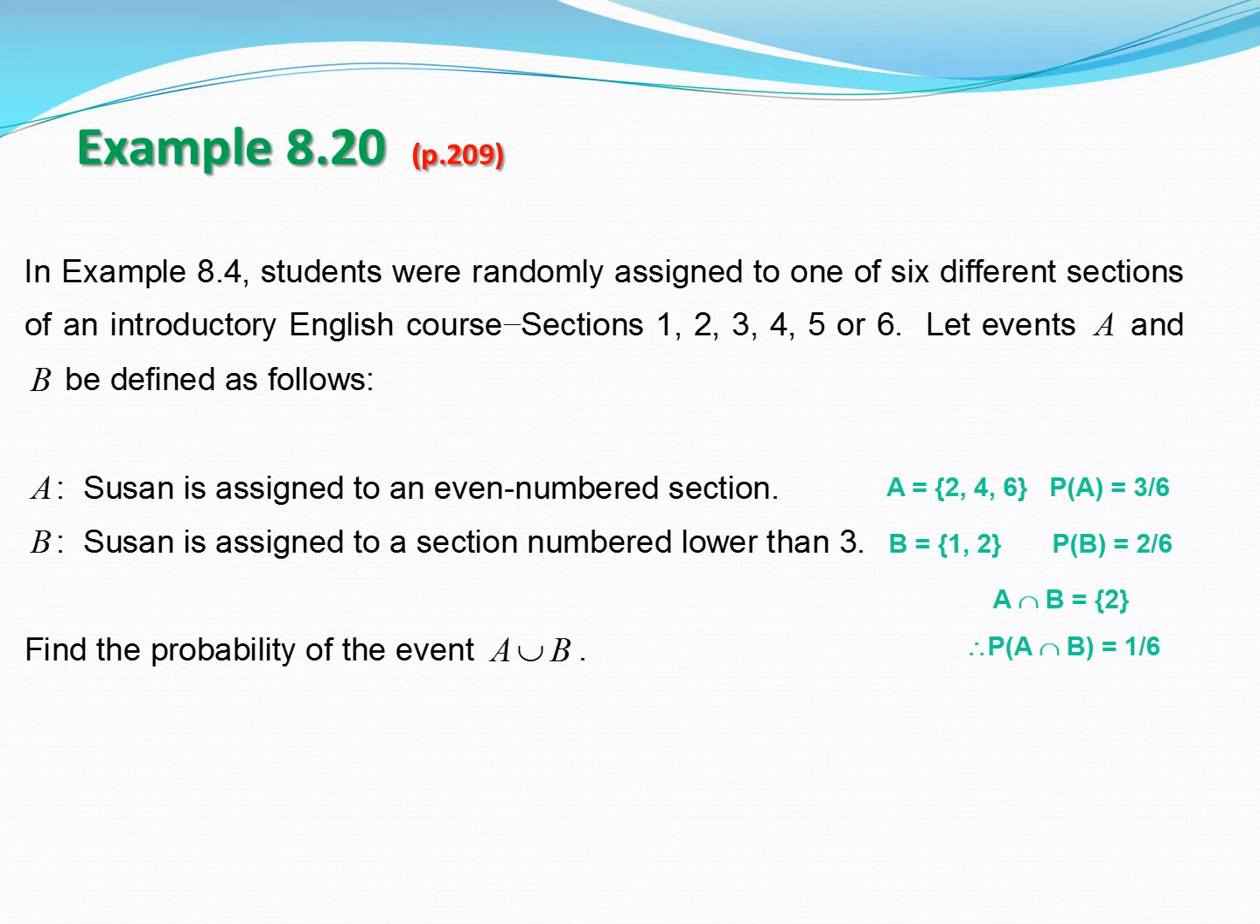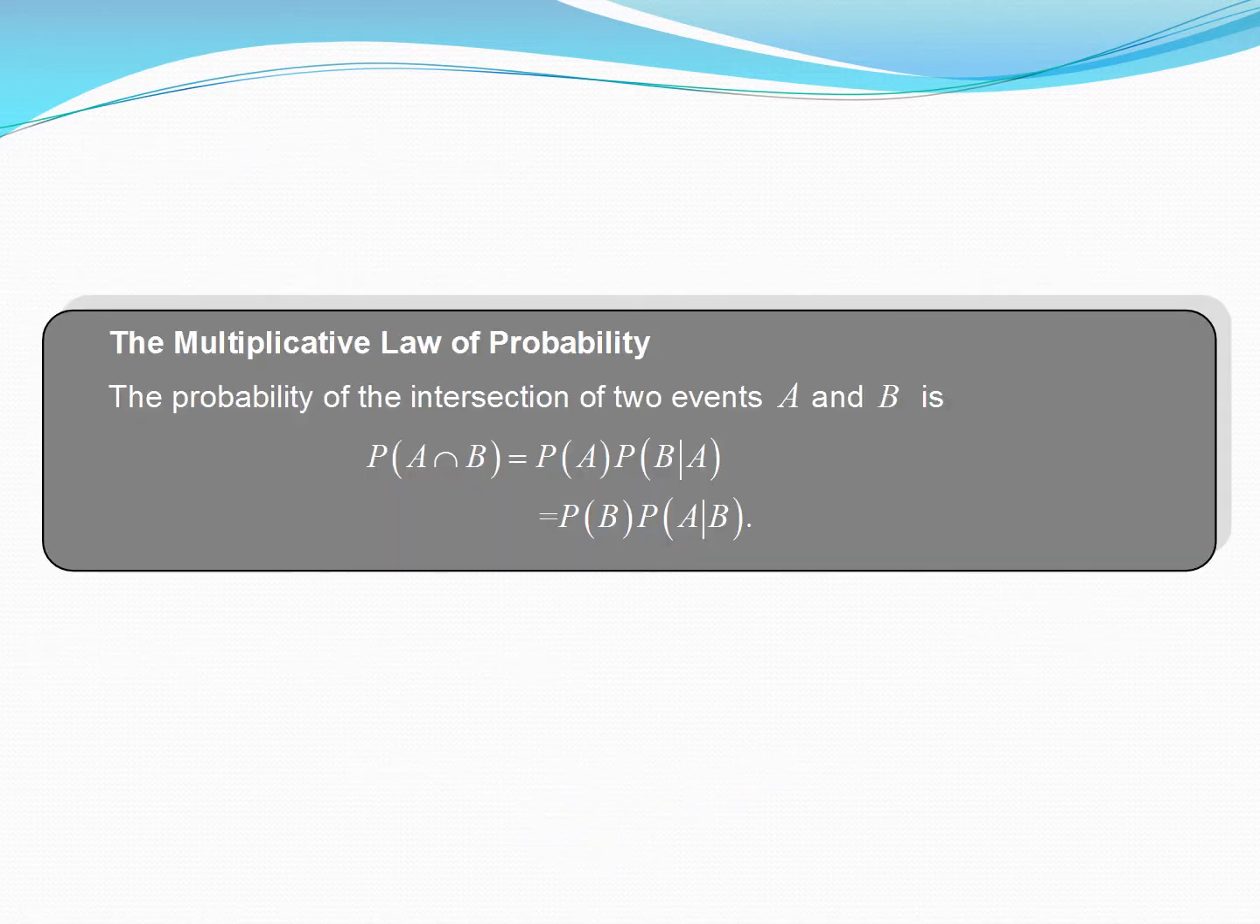Since the two events were not mutually exclusive, we can apply the general additive law. So adding the probability of A to the probability of B and subtracting that intersection will give us a probability of 0.667. The multiplicative law of probability uses the conditional probability formula.